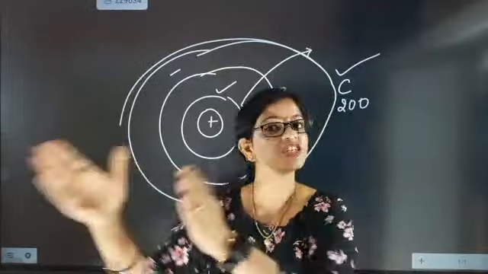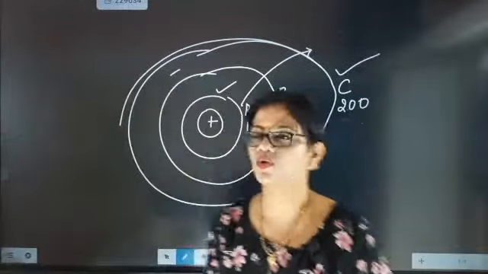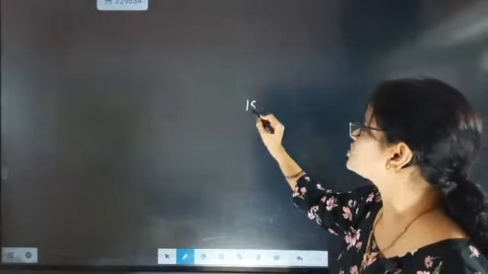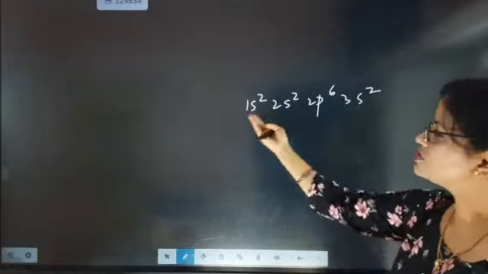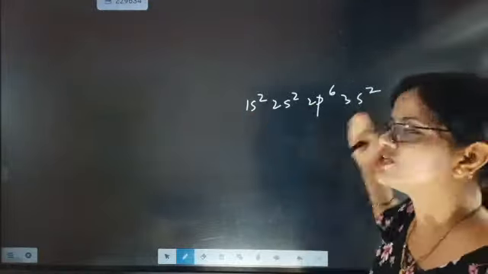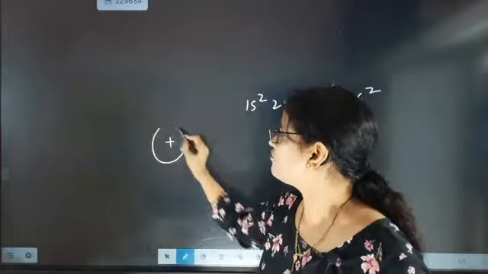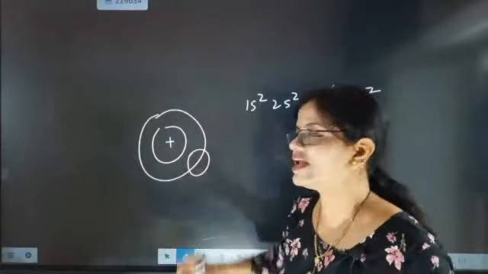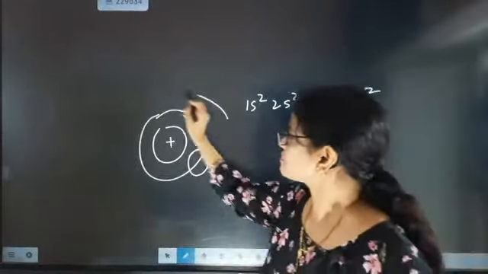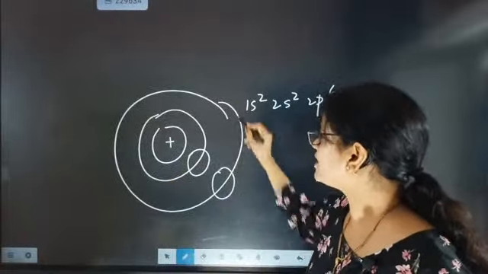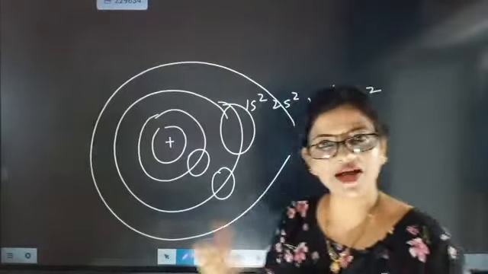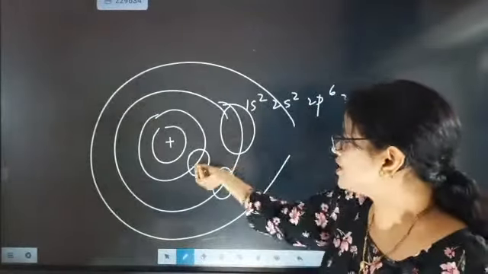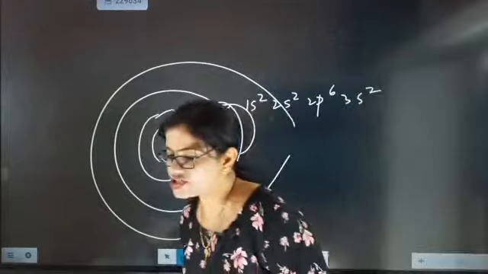At the time of teaching the SPDF rule, what I discussed, I told you: first 1s2, 2s2, 2p6, 3s2. So this is exactly going from lower energy to higher energy. First we fill the first orbit with 2 electrons in the s orbital, then the second orbit s orbital, then p orbital, and then we jump towards the third orbit. So that is exactly going from lower energy to higher energy.